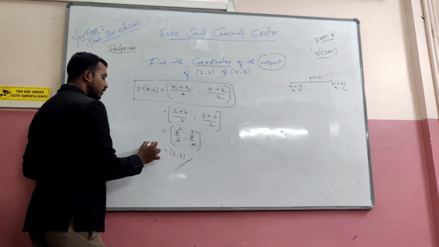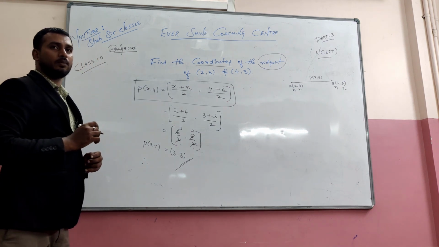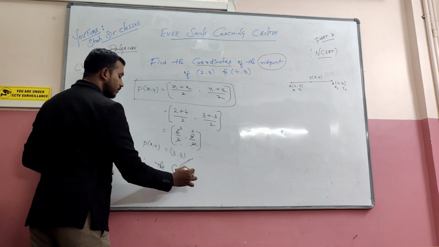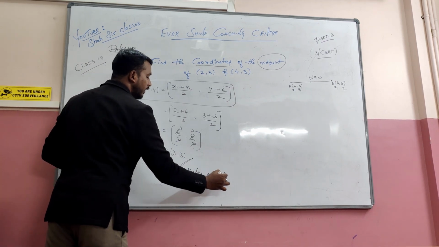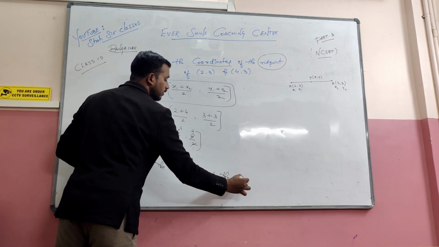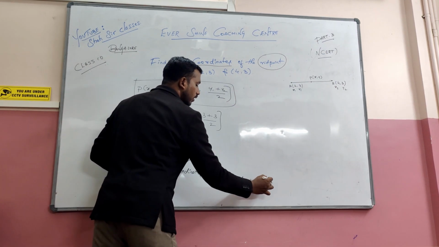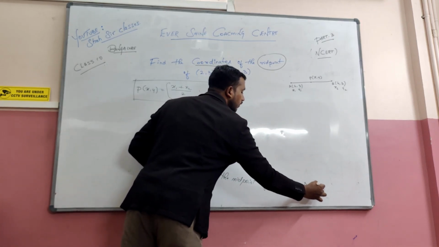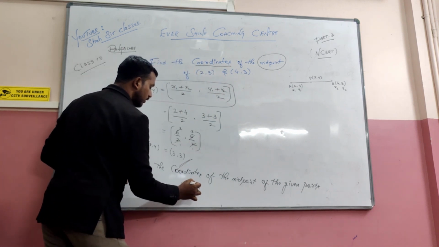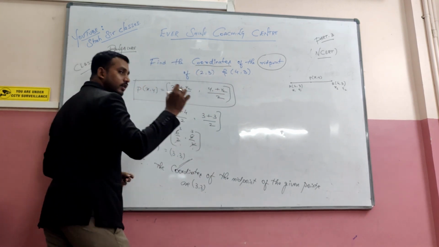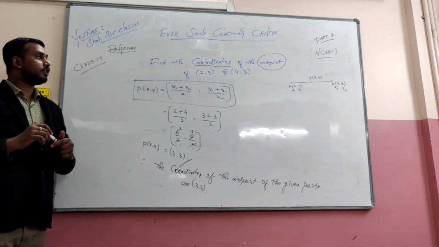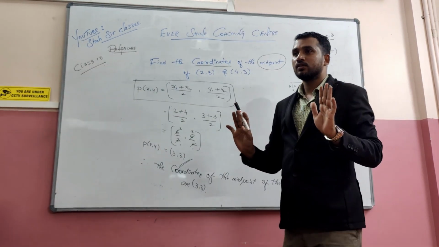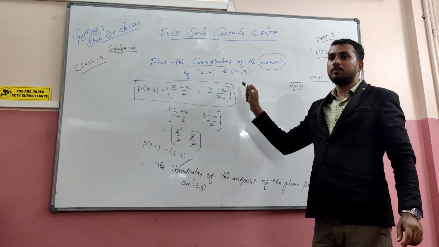3, comma 3. So we can conclude the answer by stating that therefore the coordinates of the midpoint of the given points are 3, 3. Did you understand, children? Simple. Did you follow the steps? Direct formula: x1 plus x2 by 2, y1 plus y2 by 2.